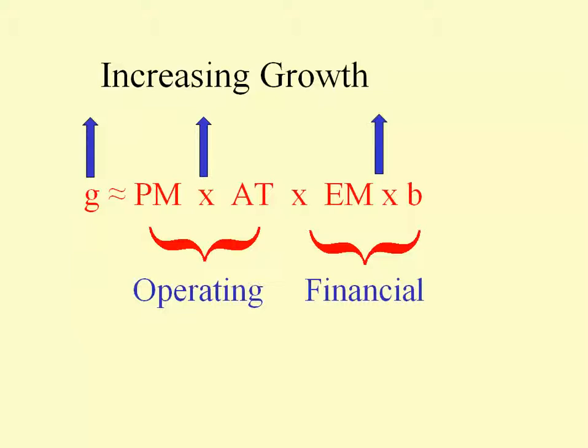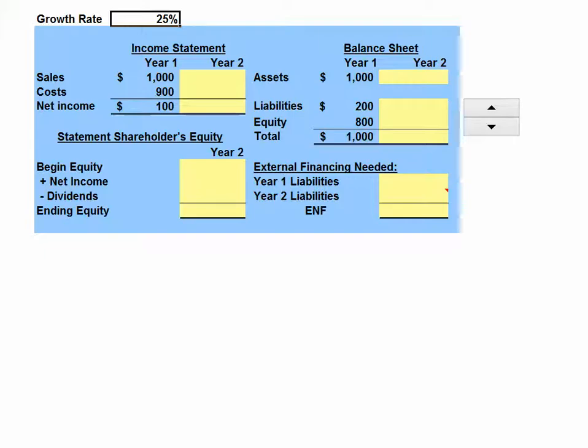Let's look at one more example. Let's consider our firm again, but this time with a 25% growth rate. If our sales are growing at 25%, year two sales will be $1,250. Our costs, we're assuming, are going to go up in an equal proportion, again 25%, so they'll be $1,125, leaving us with $125 in net income. Our assets, we'll assume, will also grow at that same 25%, meaning we're going to need $1,250 in assets.